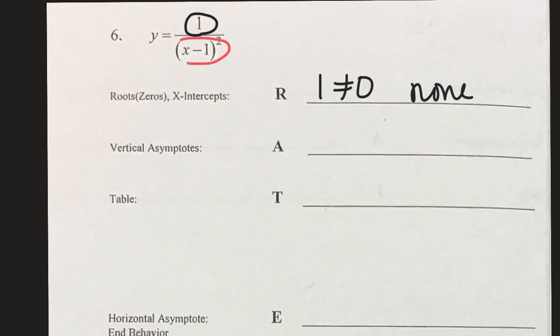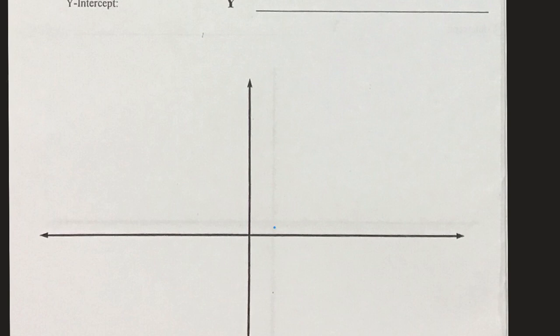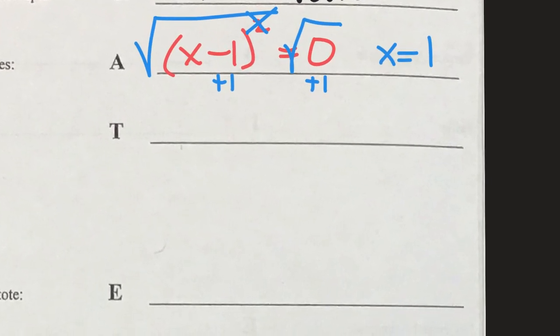Okay, vertical asymptotes. We set your denominator equal to 0. So x minus 1 quantity squared equals 0. So we solve by square rooting, right? Square rooting makes it go away. What's the square root of 0? 0, of course. So then we add 1 to both sides, and x equals 1. So we have a vertical asymptote at positive 1. So there we have your vertically dashed line through positive 1. Okay, just like that. So now let's make our table.